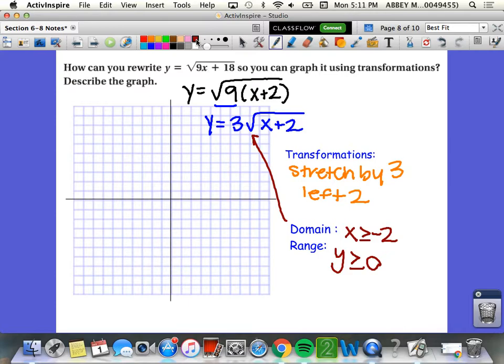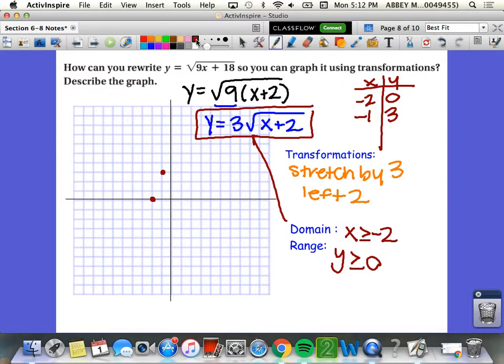So since this is square root, I got to think back to that last video. So you're going to plot the point -2, 0. That's my starting point. And we need a couple more points to graph this. So what would be a good point to plug into our equation here? Could we plug in a -1? Yeah, because that would give me the square root of 1 times 3, which is 3. So -1, 3.